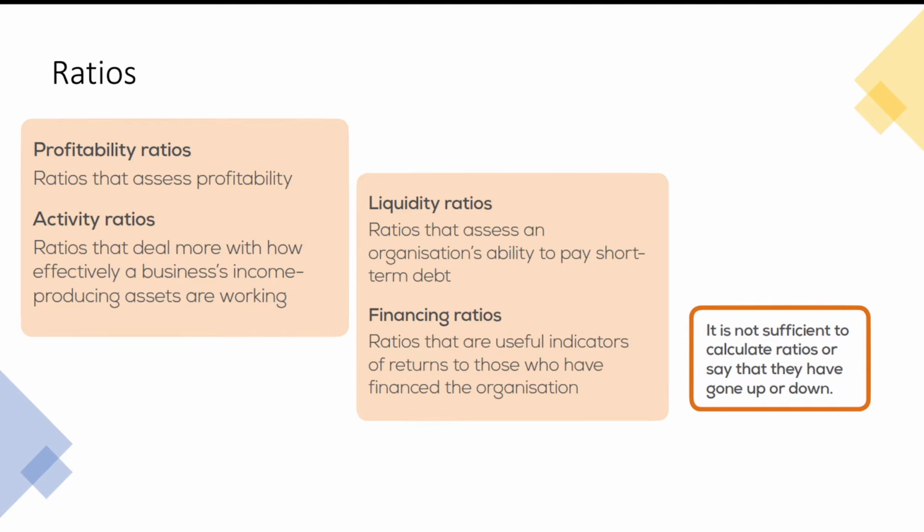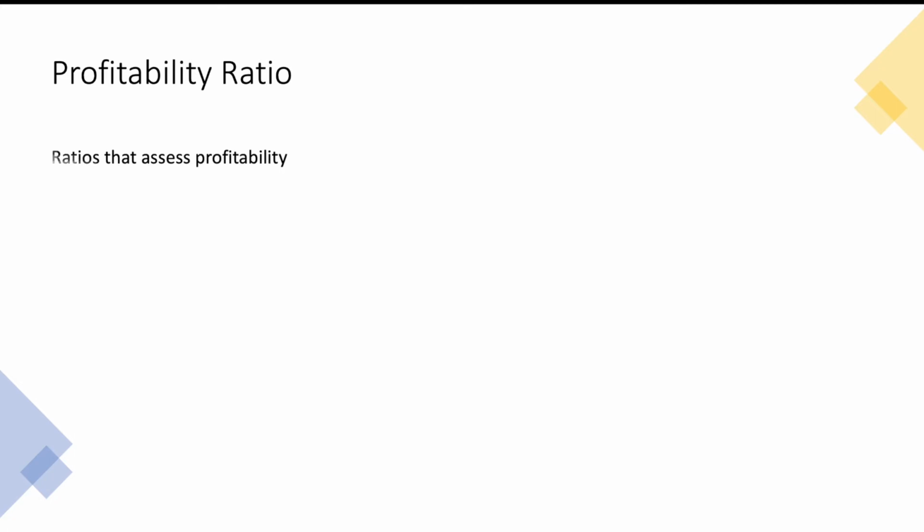Now we will be discussing a couple of the ratios that I told you earlier. Number one is the profitability ratios. In the profitability ratios, there are a few components. Number one is the ratios that assess profitability. That is the gross margin ratio.